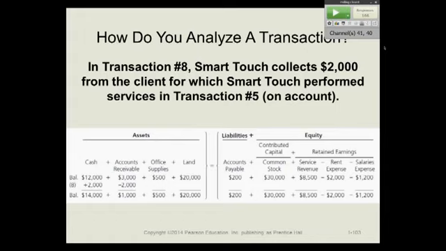It's not revenue. The revenue was already recognized back here. You have to remember you recognized $3,000, I believe, in revenue on account, and now you're collecting $2,000 of it.